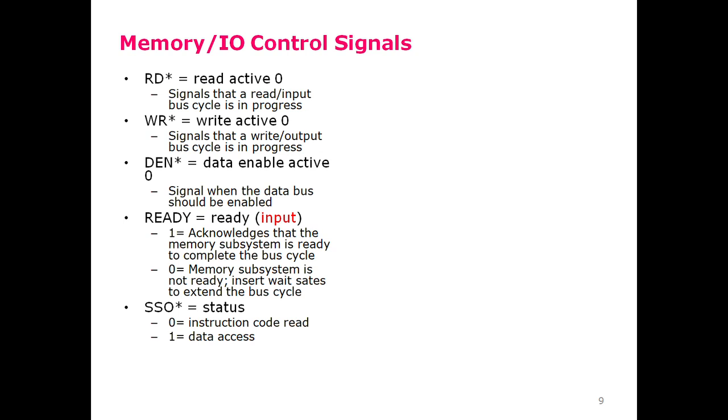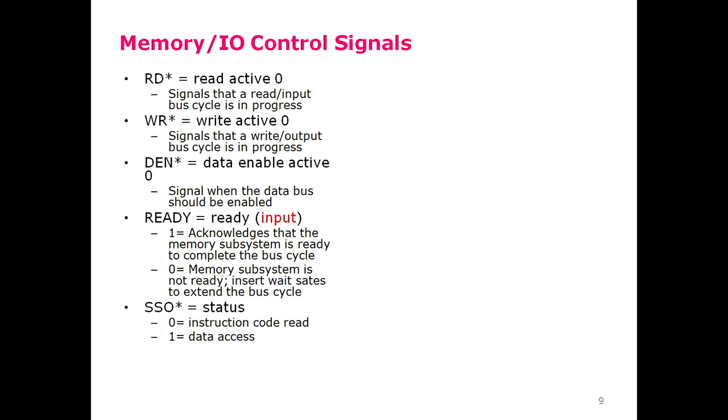Then there are other memory and I/O control signals. Read is the read signal. It is active 0, and it signals that a read or input bus cycle is in progress. So when this signal is 0, this signals the external devices that a read operation is currently being held. The data is being read from the input and output devices or from the memory location, and whether it is a memory location or an input and output device is decided by the IO/M pin.